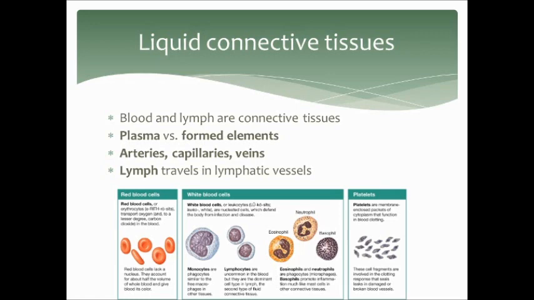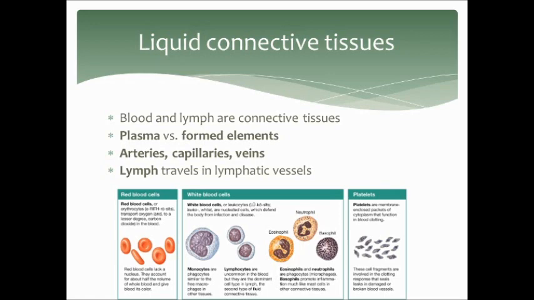In your blood, it's separated into plasma and formed elements. Plasma is the liquid portion of your blood, and formed elements are the cells. So the formed elements would be your red blood cells, your white blood cells, and your platelets. They flow through your arteries, capillaries, and veins. Your arteries are going to carry blood away from the heart. Your veins are going to carry blood toward the heart. And your capillaries are going to be kind of lying in between your arteries and veins.